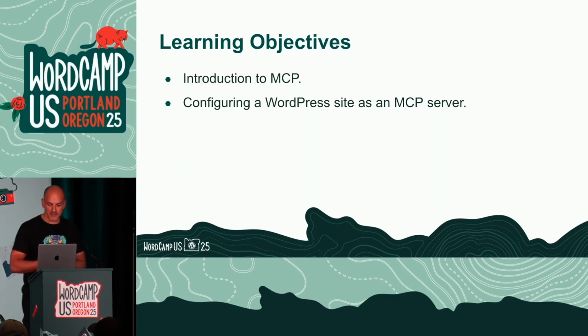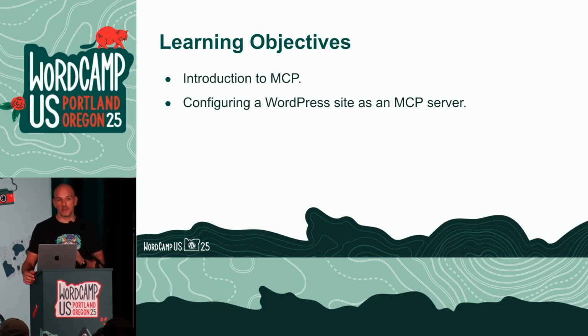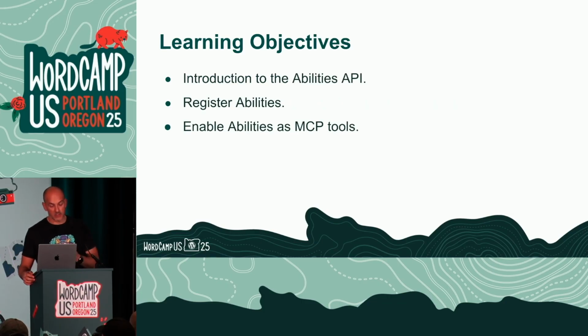Okay, our learning objectives today. I'm going to introduce MCP to you if you don't know what MCP is. I'm going to show you how you can configure your site as an MCP server using the Core AI plugin. We'll talk about the Abilities API, and I think it is so cool that I'm talking about the Abilities API, and Justin's in the audience, and I was at his talk about the REST API 10 years ago.